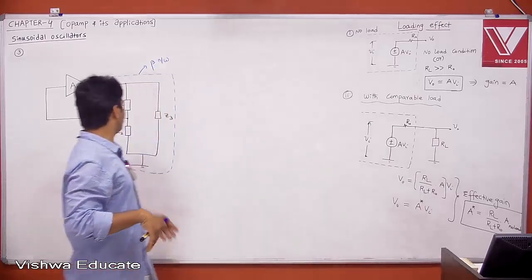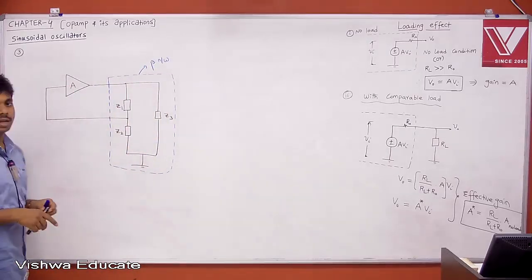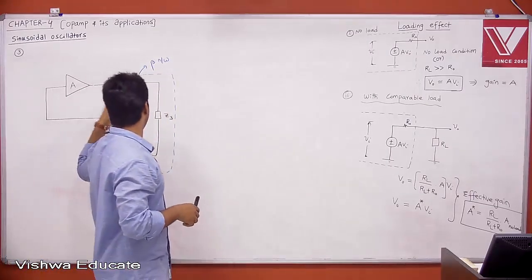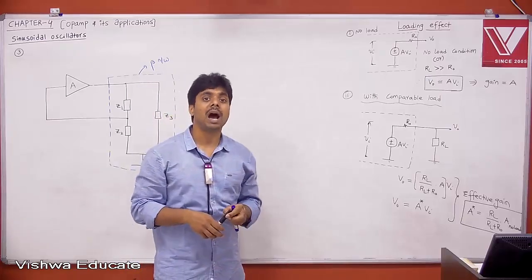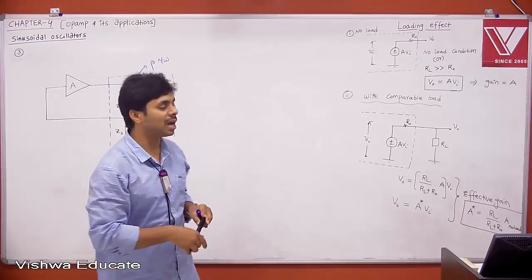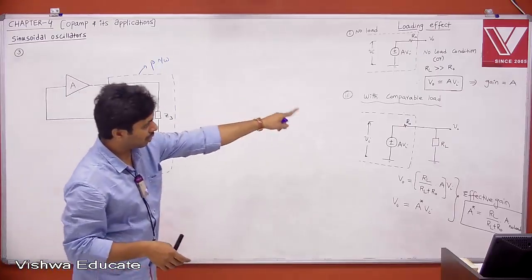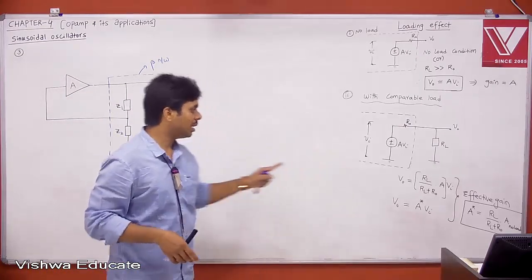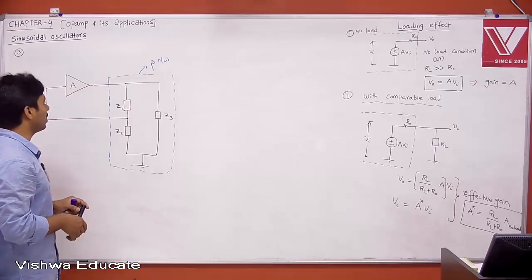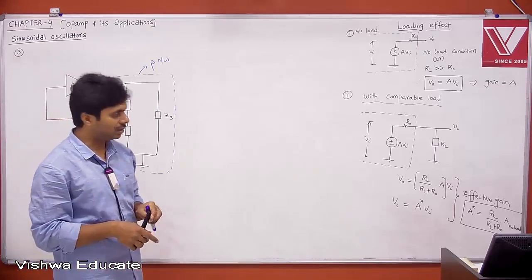But if it is comparable to R0, then we cannot consider simply A into beta. We have to consider A star into beta. Therefore, what is that A star? The effective gain. That effective gain we need to calculate. First of all, take it. If you understand this, then using that and calculating the effective gain of your amplifier is straightforward.